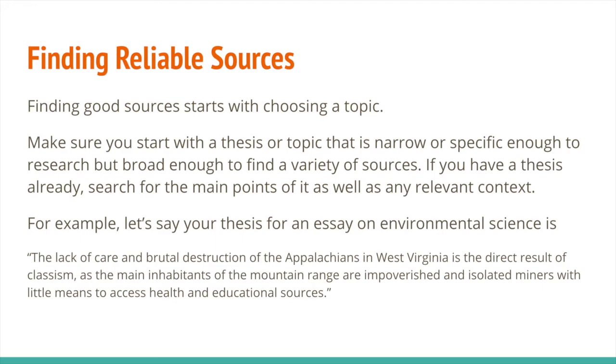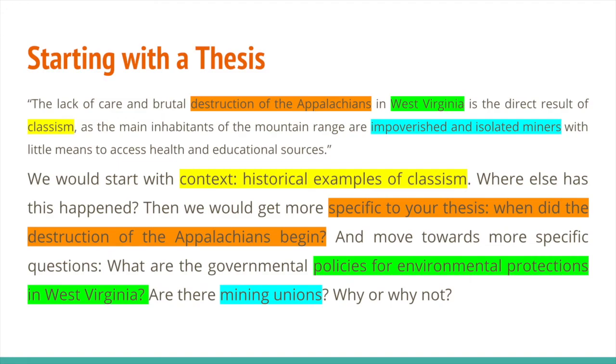If you have a thesis already, you want to search for the main points of it as well as any relevant context. So if we start with this thesis, we want to begin with the overall context. So that might be background or history. For here, we could look up maybe historical examples of classism. And then you want to move to more specific. So we would begin with the broad, what are historical examples? And then this specifically, where else have things like this happened?